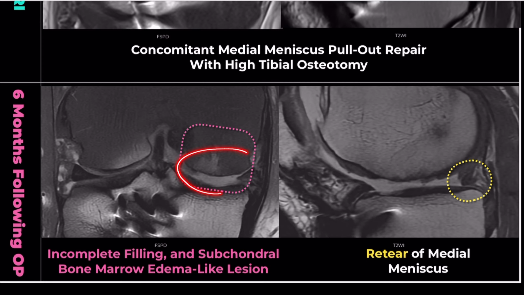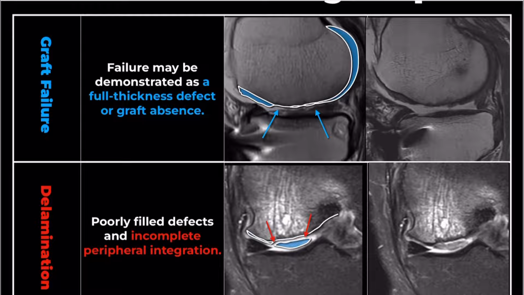Let's consider the case of a patient who underwent a cartilage repair procedure using Cartilage, a type of ACI. At the 6-month follow-up, the MRI revealed incomplete filling and subchondral bone marrow edema-like lesions.